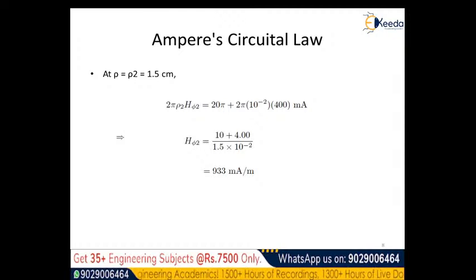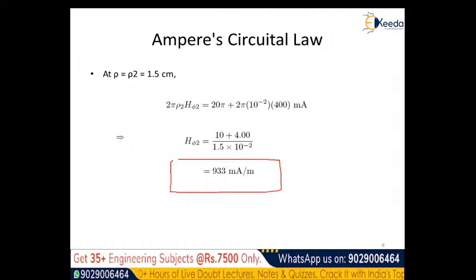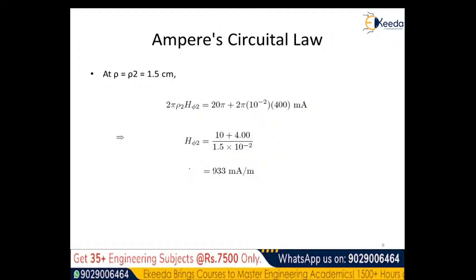As this is magnetic field intensity, we have to express it in terms of ampere per meter. 10 raised to the power minus 3 we express in terms of milli. So H phi 2 becomes the required answer, 933 milliamperes per meter. If you divide the problem in terms of four parts, A, B, C and D, for part A we have already found the solution. This is the solution for part B here.